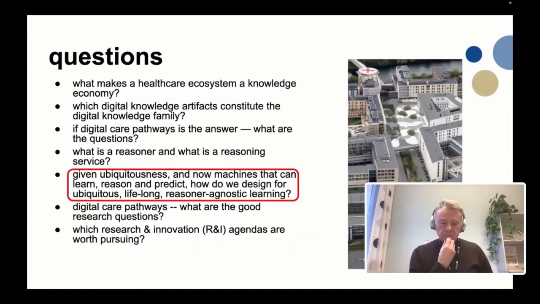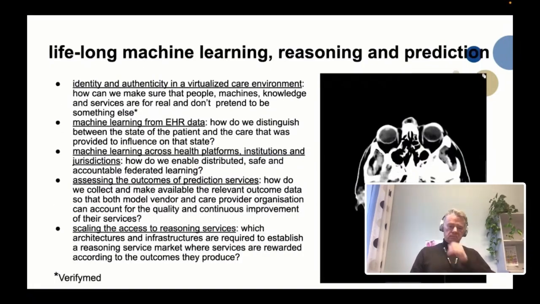So then, what does this mean? What does it mean that we have lifelong machine learning, reasoning, and prediction? There are some important topics when we switch to a virtualized care environment. We have the question of identity and authenticity. How can we make sure that people, machines, knowledge, and services are for real and don't pretend to be something else? And this is a field that I have been quite active in the last 3 or 4 years.